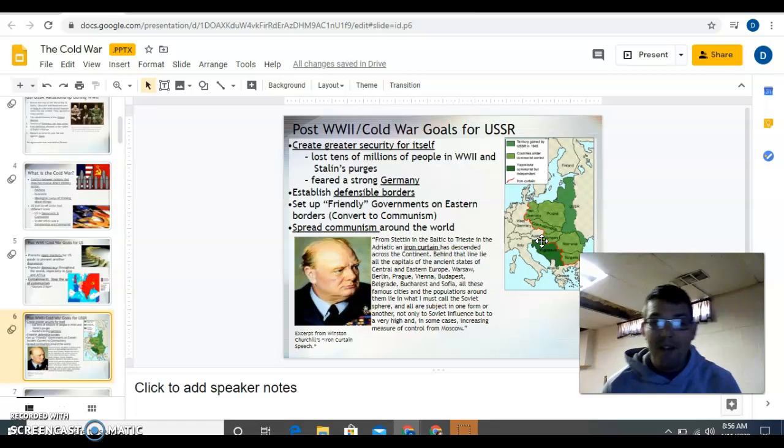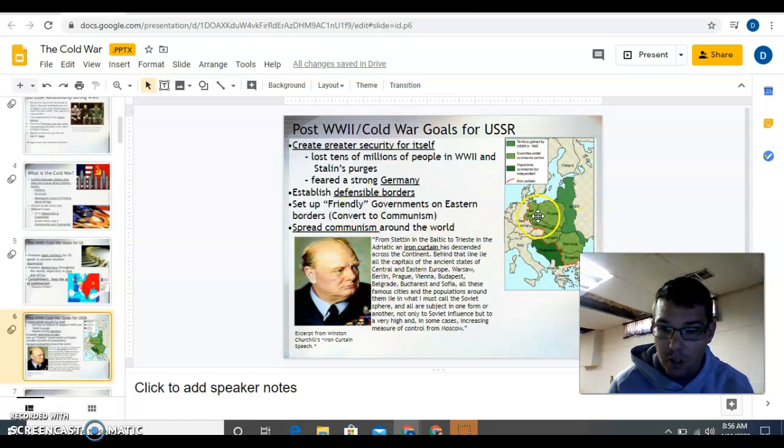So he wants to create these friendly governments on these eastern borders, and he wants to convert them all into communist countries and basically take them over. And his goal is to spread communism across the world.